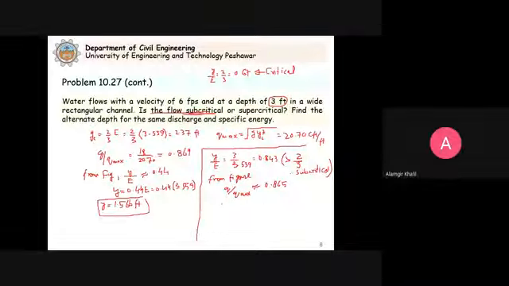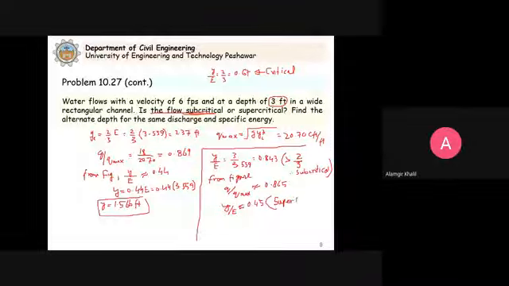and this y by E, that is approximately 0.45. Now this 0.45, it is less than 0.67. You can see here it is less than 0.67. So that's why this is corresponding to supercritical flow.